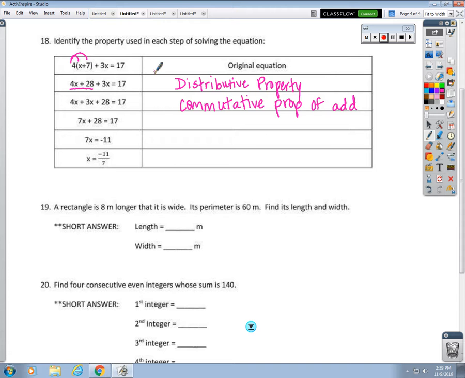And the reason that she did that is because, look, she wanted the 4x and the 3x to be side by side because she's about to do what to them? Combine them. So combine like terms. And then if you were looking at this, 7x plus 28 equals 17, what would you do to solve for x? Subtract 28 on both sides. And they did. The 28's gone from the left side. Now all of a sudden 17 is a negative 11 because they subtracted 28. What property is it when you subtract by the same thing on both sides? Property of equality for subtraction.